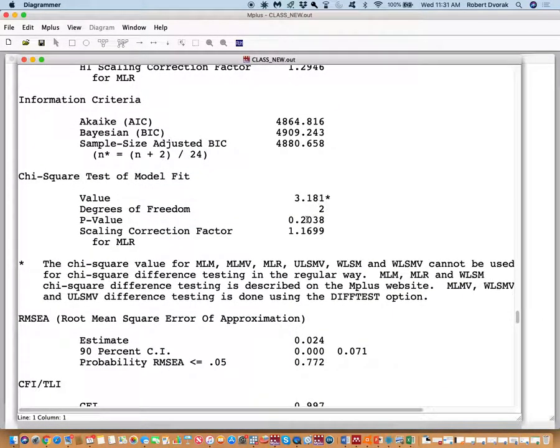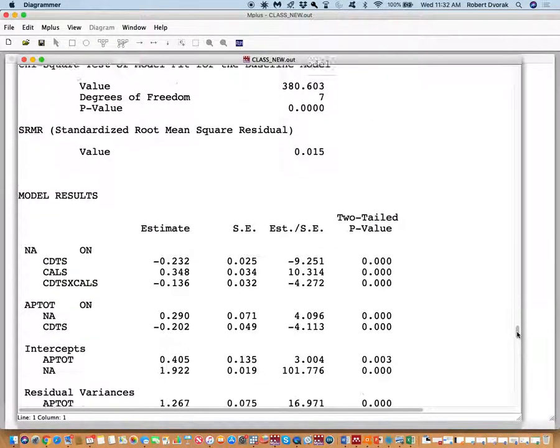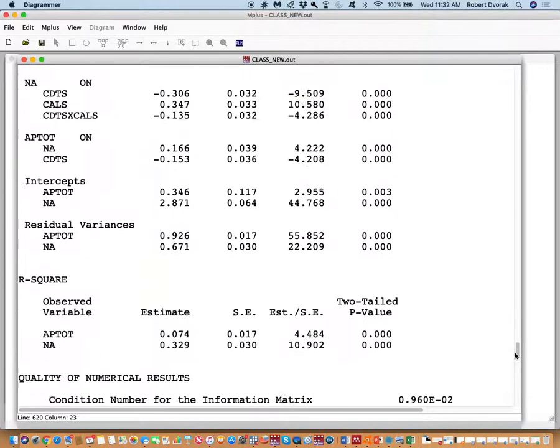Degrees of freedom is 2. P-value for our chi-square, not significant. RMSEA looks fantastic. CFI, TLI look great. SRMR is awesome. Everything looks good. We have a statistically significant interaction here still, right? And then we have our mediated effects.